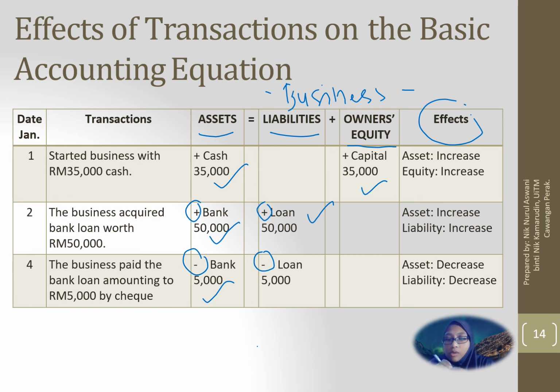The business paid the bank loan amounting to 5,000 by check. You take out your money to pay the loan. What happened to your money? Reduced. Money under which category? Asset. So asset decreases. Whose money did you pay just now? The bank's, so we are going to reduce the bank loan account. Bank loan account is under which category? Liability. So your liability decreases. These are the effects of the transactions on the accounting equation.